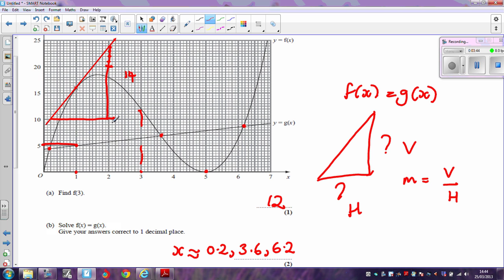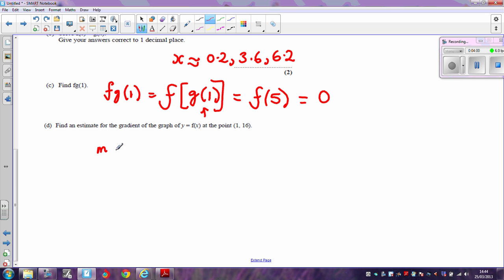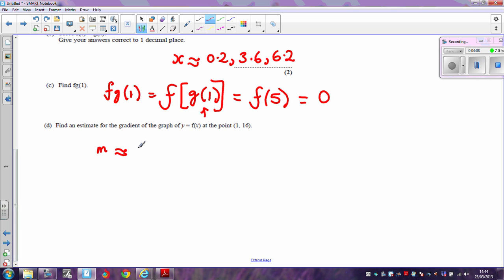Horizontally, I can see that's 1 unit from there to there, and then each square is worth 0.1. So in other words, it's 1.8 from there to there. So the gradient, now this isn't going to be exact, there's some margin for error here, but my gradient is going to be approximately equal. Let's just check, is the gradient positive or negative? Well, it's positive. The vertical divided by the horizontal, well, that's 14 divided by 0.8, and that's 140 divided by 8, which comes out as about 17.5.